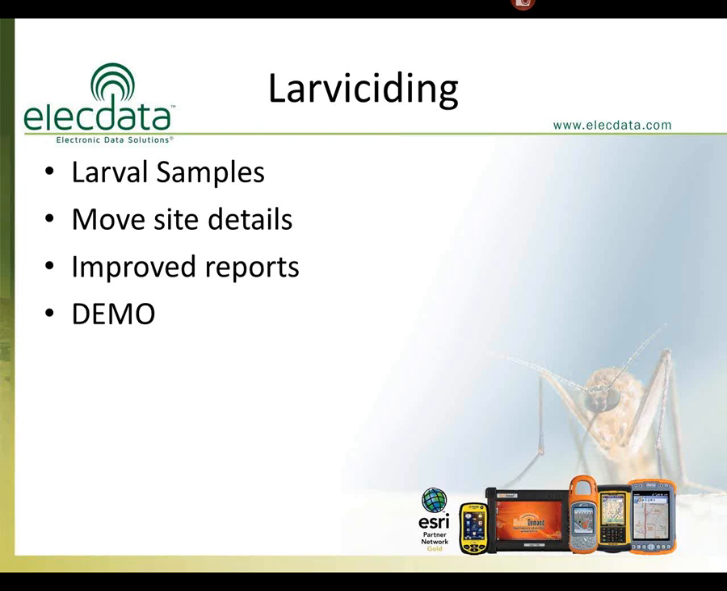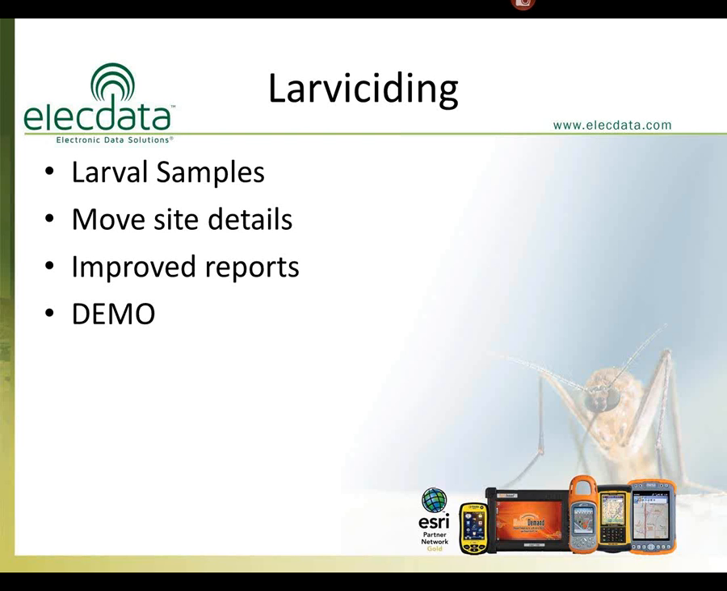There's also a tool now to move site details. So some of our users had points already from another system, whether that was VCMS or a database, and so when they started collecting data with Sentinel, they have all these point features, and they started collecting data, entering inspections and treatments, and then they wanted to be able to turn those point features into lines or into polygons.